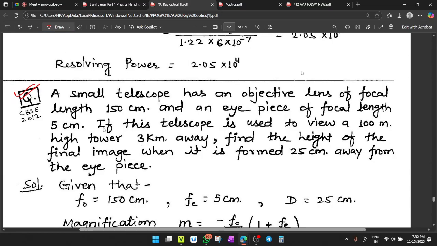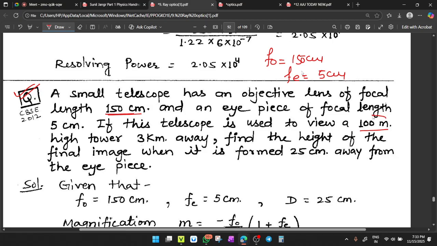A small telescope has an objective lens of focal length 150 centimeter. So this is the focal length of the objective lens, FO equals 150 centimeter. Clear? And an eyepiece of focal length 5 centimeter, so FE equals 5 centimeter. Very small. If this telescope is used to view a 100-meter high tower 3 kilometer away.